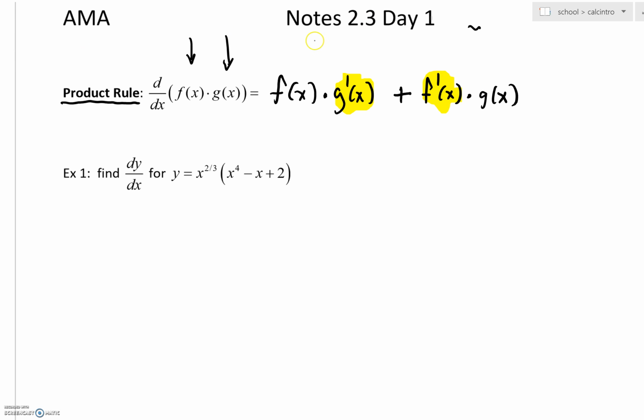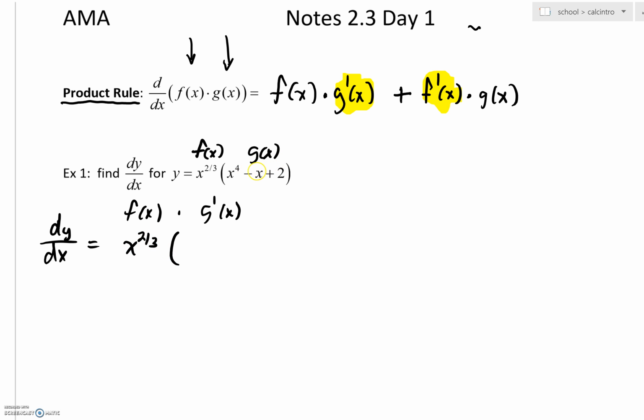Order does not have to go this way. We could have started with that second grouping first, but this is really how we're going to proceed. We're going to take f of x and g of x right here and take our derivative. First we have f of x times g prime of x. So our f of x is x to the 2/3.